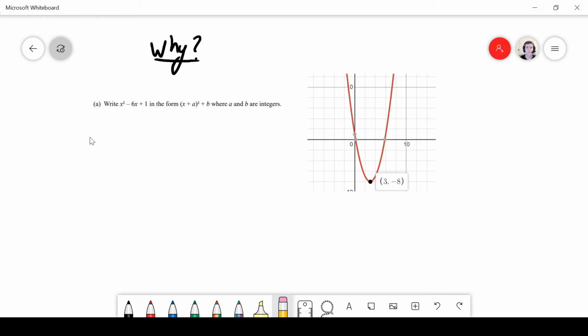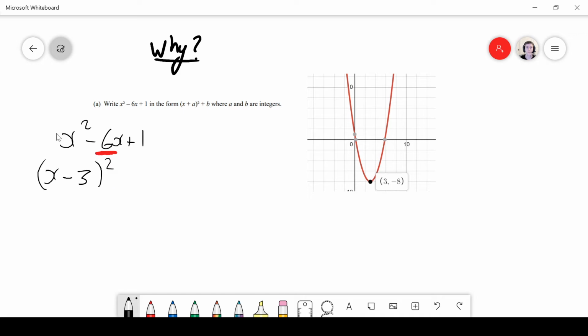So if I have x squared minus 6x plus 1, and I want to complete the square, I want to write it in the form x plus a all squared plus b. So the first thing I'm going to do is half the coefficient of x, so this number here, and place it inside a bracket with the x term. So I'm going to have something that looks like this. X take away 3, brackets around this, and it's going to be squared.